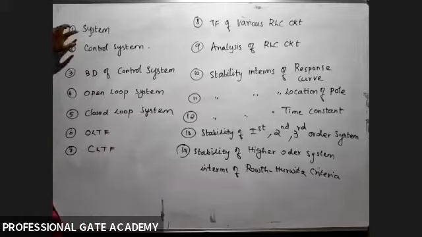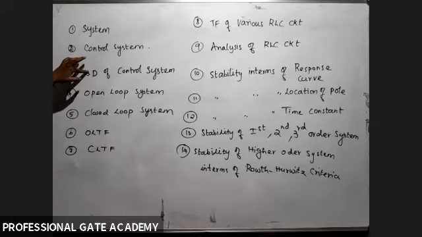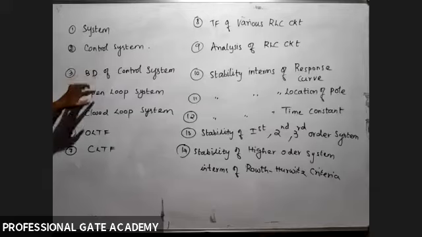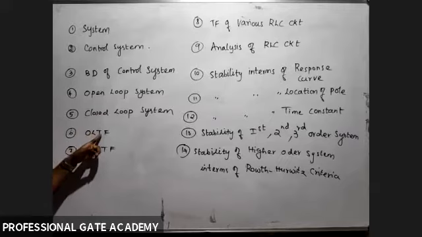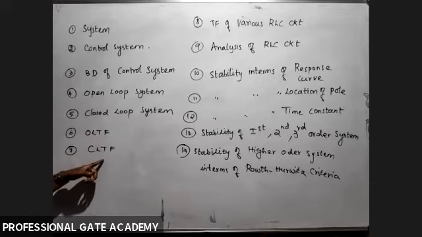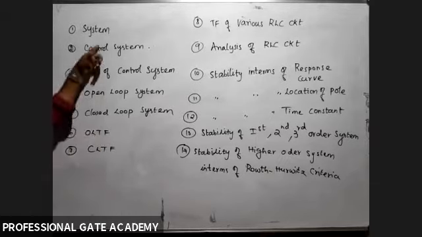So first we will study what is the definition of system and definition of control system and a block diagram of control system. So in control system we have open loop system and closed loop system. In closed loop system we have two types. What are the two types of closed loop system? Positive feedback system and negative feedback system. Then we will derive open loop transfer function, closed loop transfer function. Okay. So these are the basics.